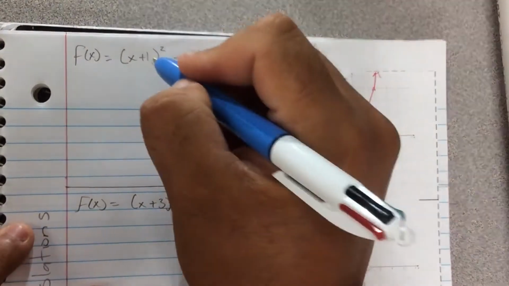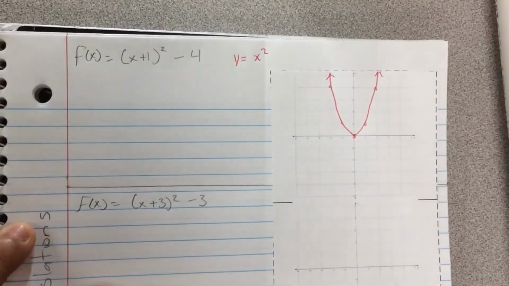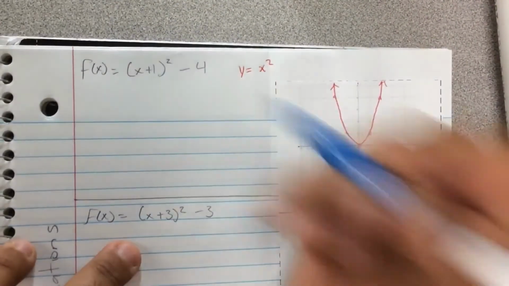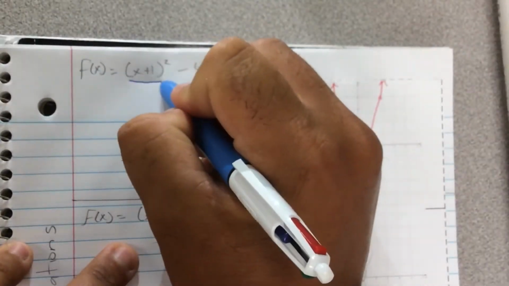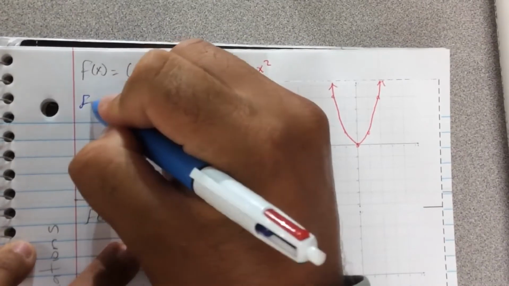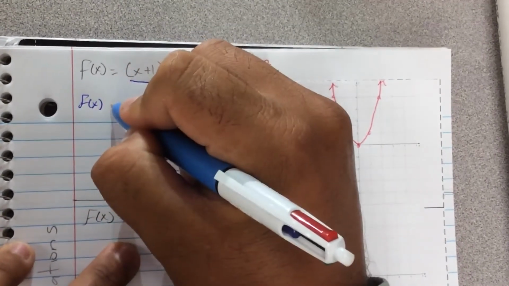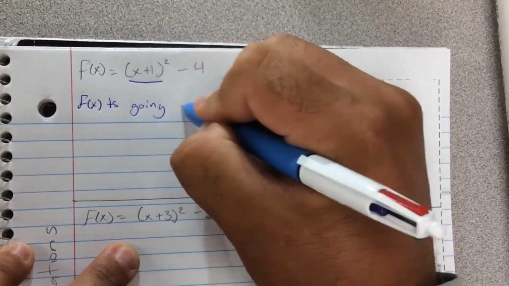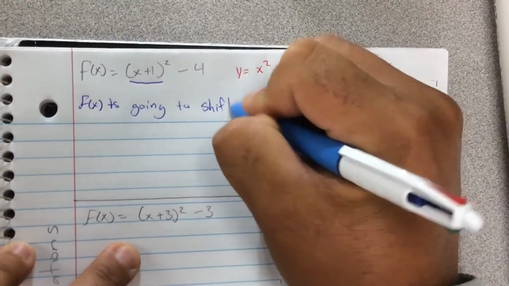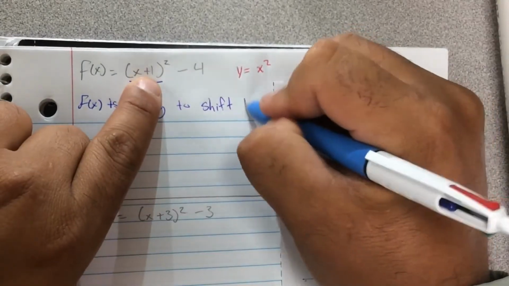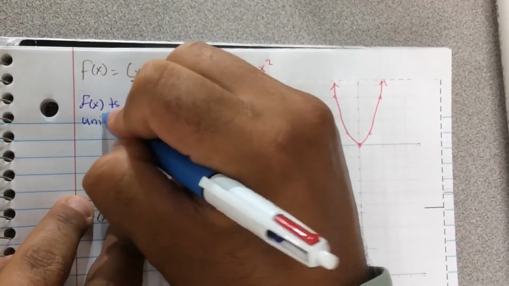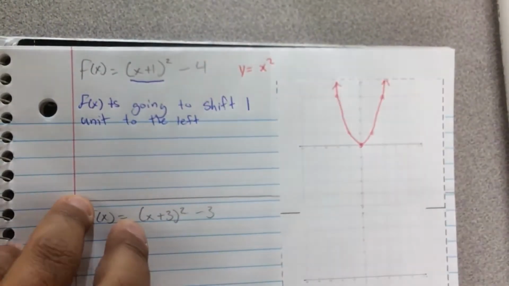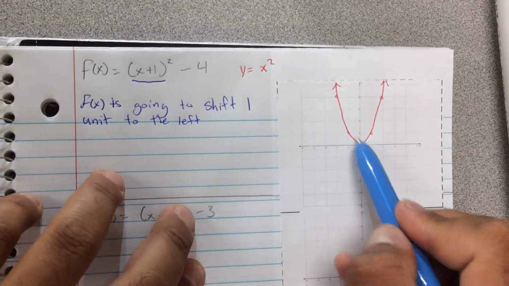Shown in blue. Oh, excuse me, sorry, I had to sneeze. All right, so we have our translation here. Because of this here, we know that f of x is going to shift, and it's 1 unit to the left.